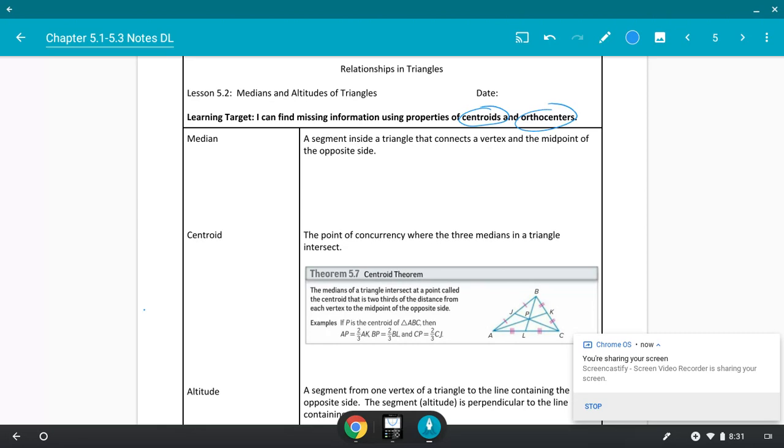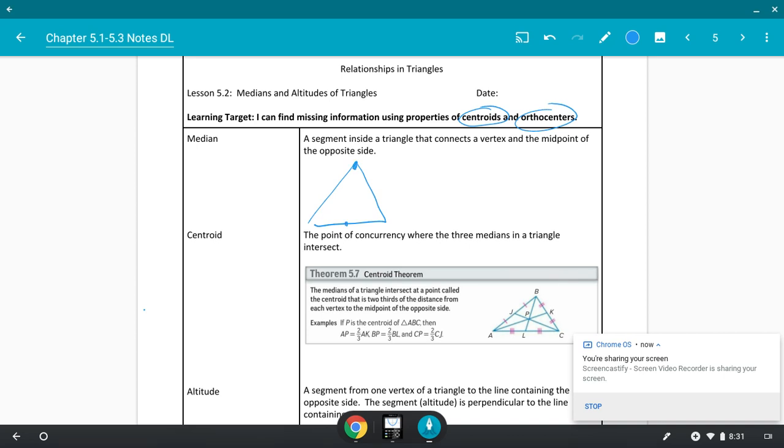Just as a reminder, we didn't do constructions, but this is what a median is. Normally, we would talk about these in constructions also. But a median is a segment inside a triangle that connects a vertex and the midpoint of the opposite side. So let me just draw a picture to see if I can make that make a little bit more sense. So it's inside a triangle and it connects the vertex and the midpoint.